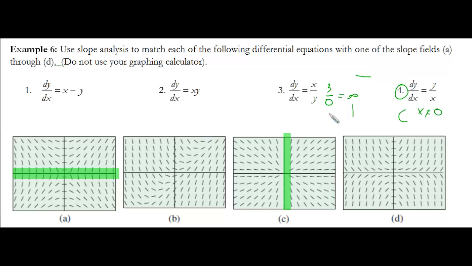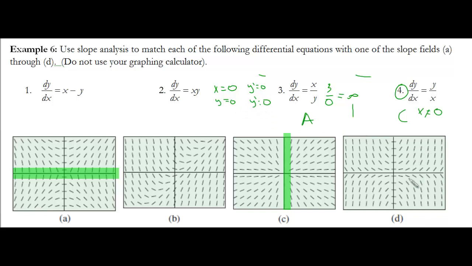So this one would be A. All right, and then we'll look at maybe number 2, and here we will say that when x is 0, the slope is 0, so we'll say y prime is 0, and when y is 0, y prime is also 0. So basically you're looking for a graph that when x is 0, you have horizontal lines which represent a 0 slope, and when y is 0, you're looking for also that same thing.